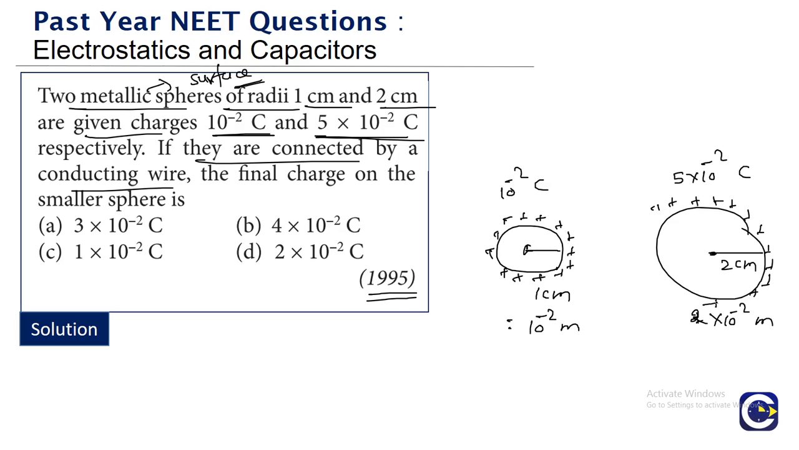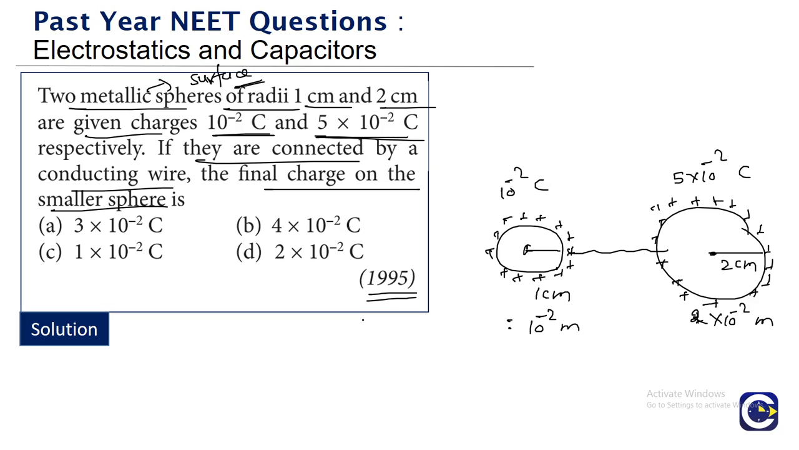For both of them, the charge will be on the surface. So a metallic or conducting sphere is equivalent to a spherical shell because they will have charge on the surface. If both of them are connected by a wire, what is going to happen? Charge transfer is going to happen, correct? Final charge on the smaller sphere.